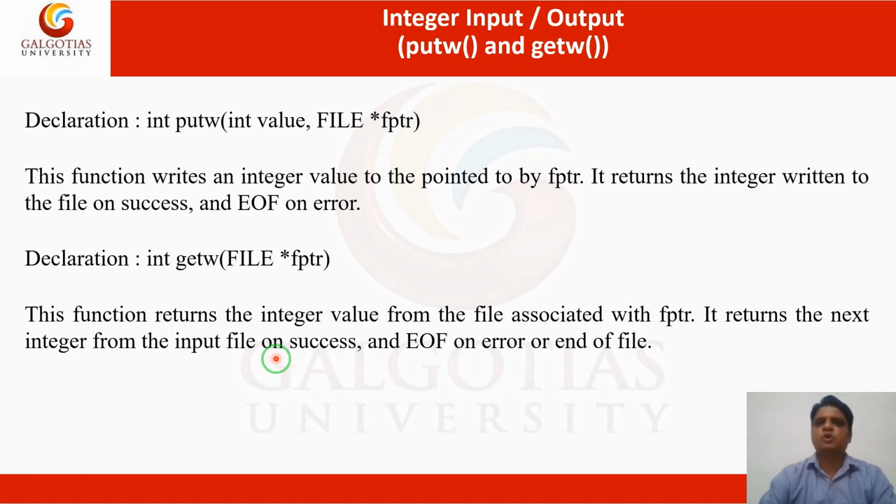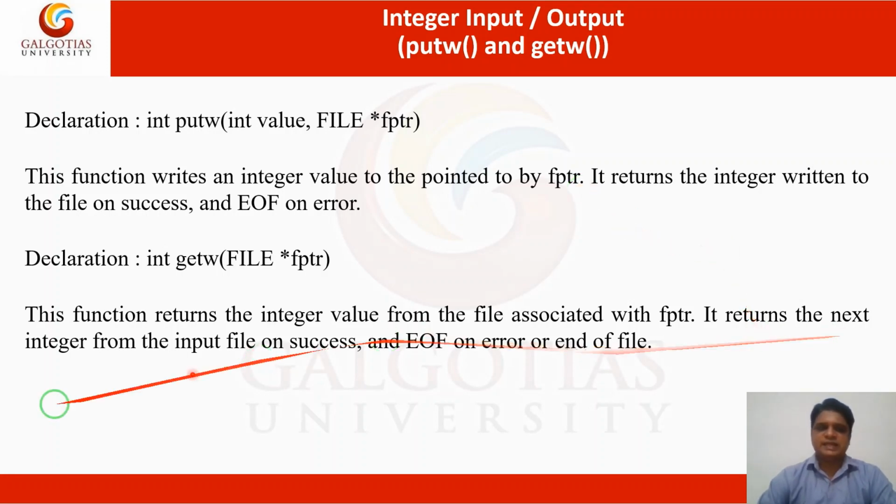This is the integer input output operation. With the use of putw, the value is written for integer operation. getw will get the value for integer operation. This function writes an integer value to the file pointed by the fptr. Whatever file is pointed by the fptr, all the integer values will be written into the file. And similarly, getw will get integer values from the file which is pointed by the fptr, for integer value operation only.